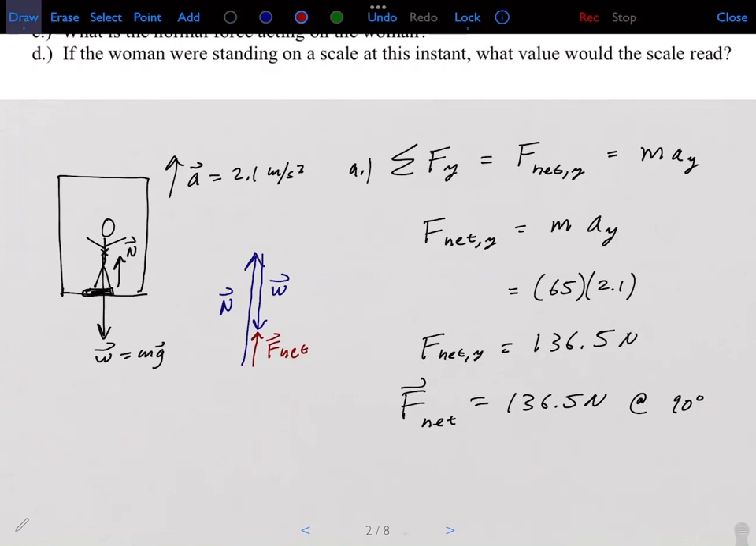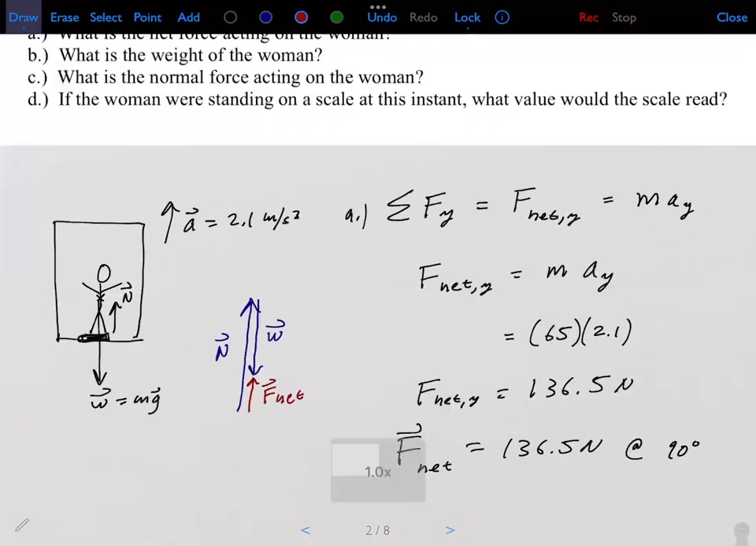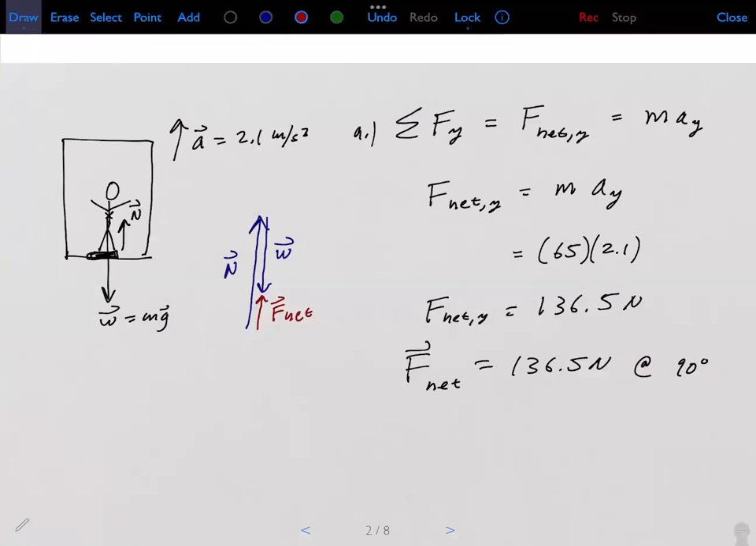Okay, what is the weight of the woman? To figure out the weight of the woman, that's easy. That's just mg. The magnitude of the weight is mg. So that's going to just be 65 times 9.8. And if you work that out, it's 637 newtons.